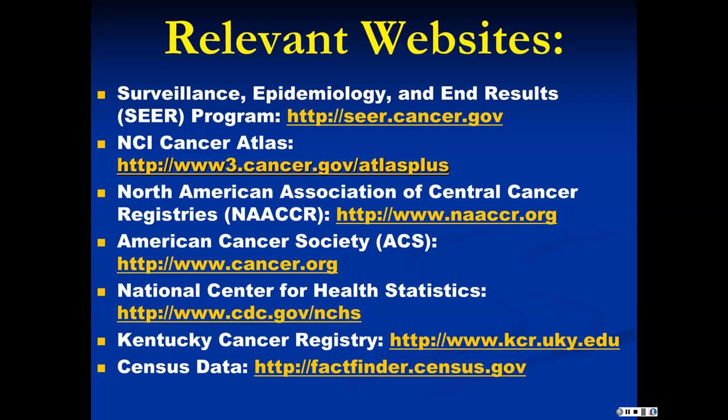So I'm just about done with the slides. My last slide here shows some web links, some URLs for various websites that are pertinent to calculating cancer rates. I just call everyone's attention to the Kentucky Cancer Registry website here and the Census Data American Fact Finder website here, because those will be useful in the next little exercise that we're going to do.